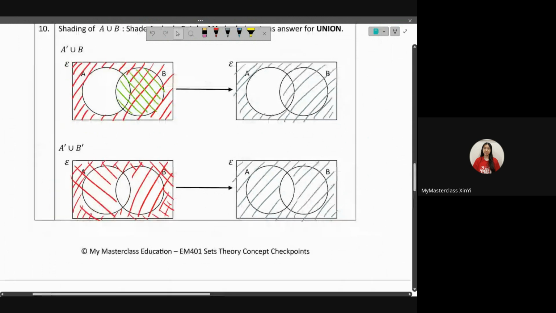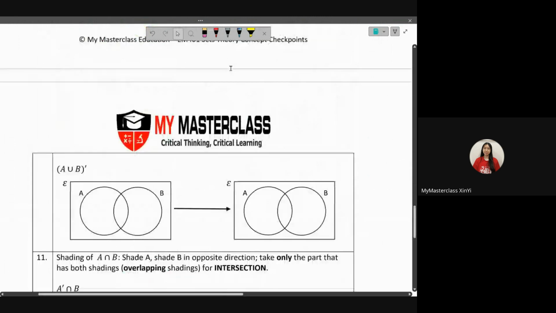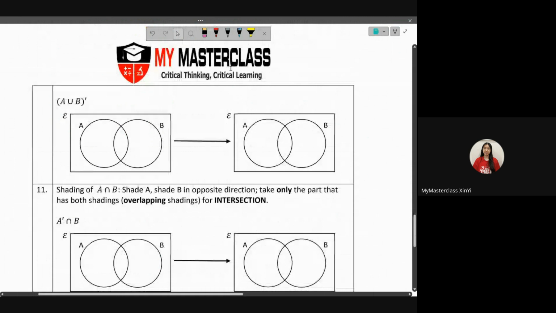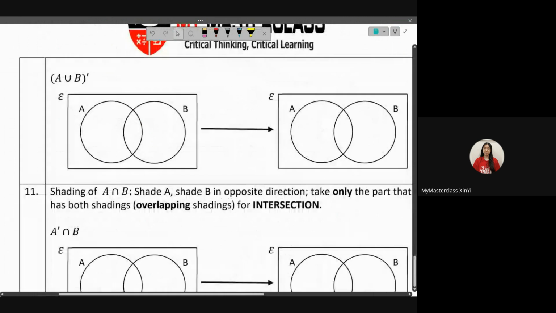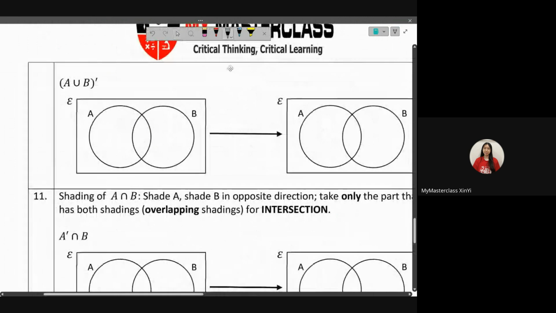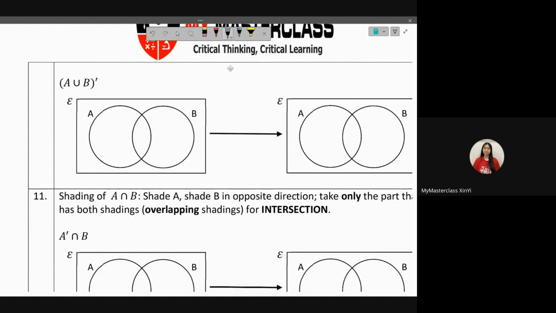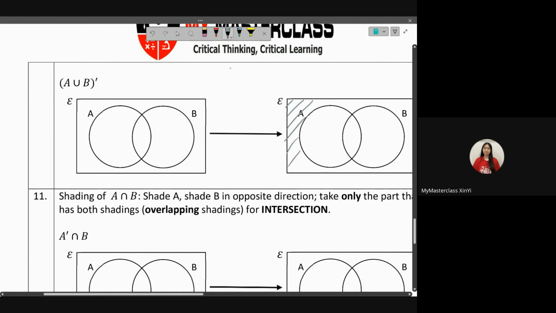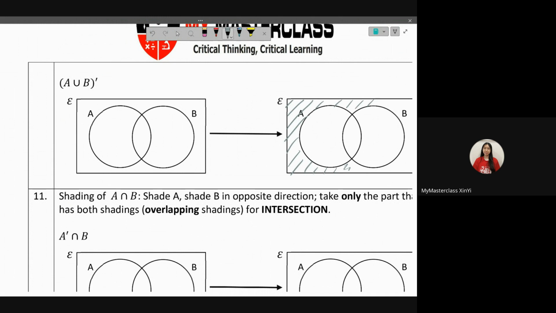Okay, now for the bottom part, A union B prime. This is what you asked, right? Because you already know A union B is these two circles, so outside of it is just, I'm just going to shade outside straight away. So it's just going to be the outside of A union B.